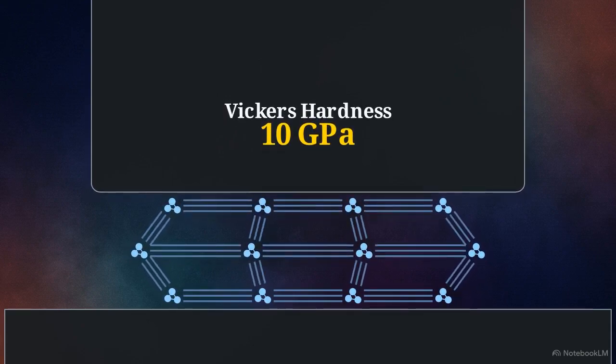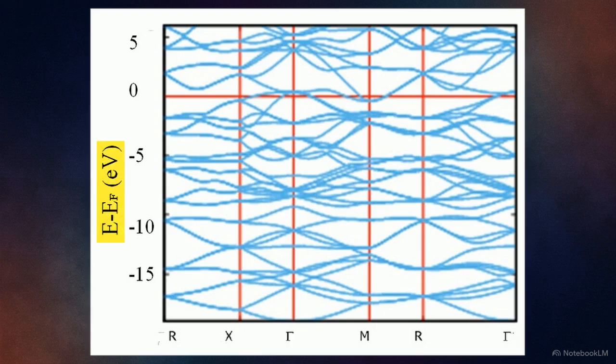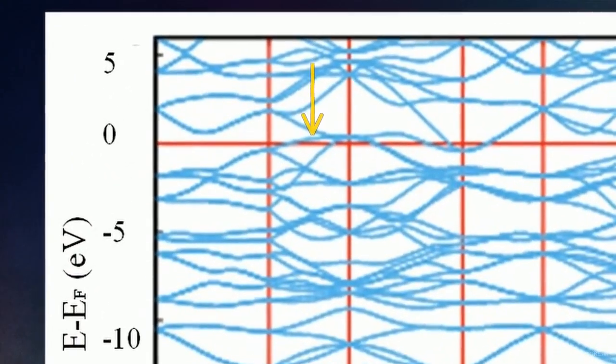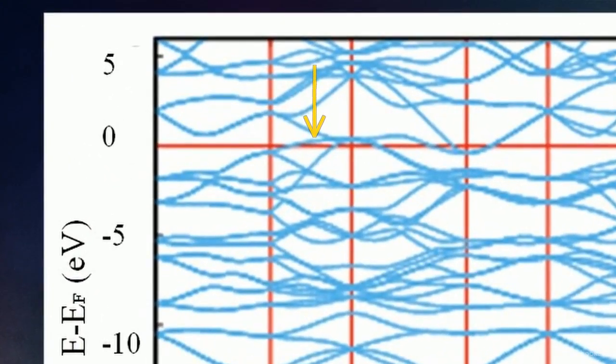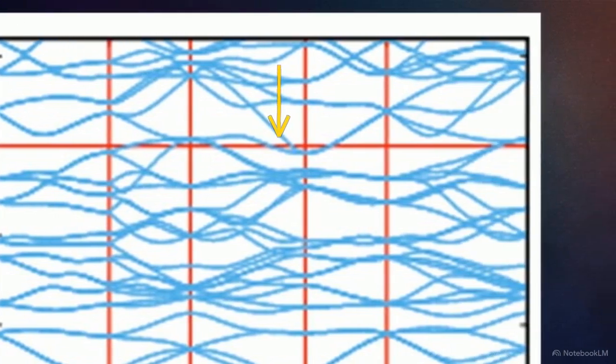The material also exhibits unusual electrical properties. In this band structure plot, the blue energy lines pass directly through the central red Fermi level. This indicates that the hybrid bond structure creates pathways for electrons, giving the crystal weakly metallic conductivity.